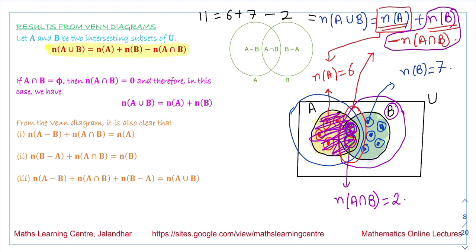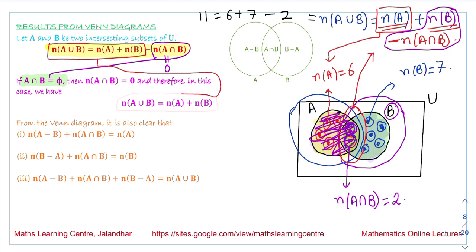Now the next result is, if A intersection B is equal to the empty set. This is the value we are talking about. This is A intersection B, and n of A intersection B will become equal to 0. Then the formula will become the number of elements of A union B is equal to the number of elements of A plus the number of elements of B, and this holds only when A intersection B is empty. It means A and B are disjoint.